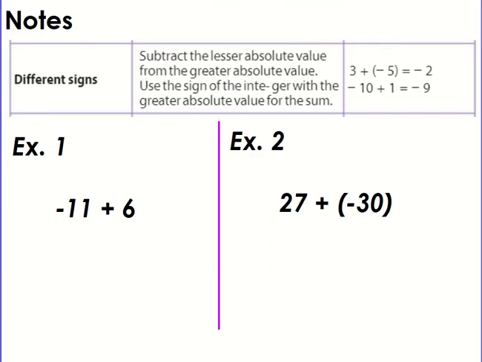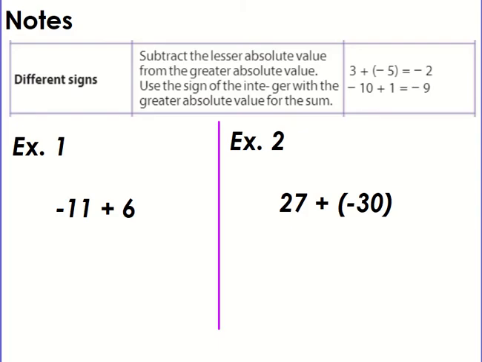So the rule when we are adding with different signs is we're going to actually subtract the lesser or smaller absolute value from the greater absolute value. Remember, absolute value is the distance something is away from 0. So we're going to take the bigger number and subtract the smaller number. Then we are going to take the sign of the integer with the bigger absolute value. So you can see absolute values are really important. And if you notice, it says subtract, but we're adding.